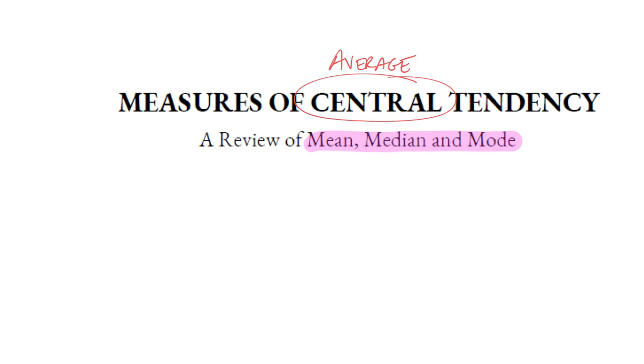Mean, median, and mode would be three examples of things that can be referred to as the average of data, representative of data. So what we want to do today is cover a review of how we find mean, median, and mode, and make sure you guys are good to make those calculations. Okay, let's jump right in.